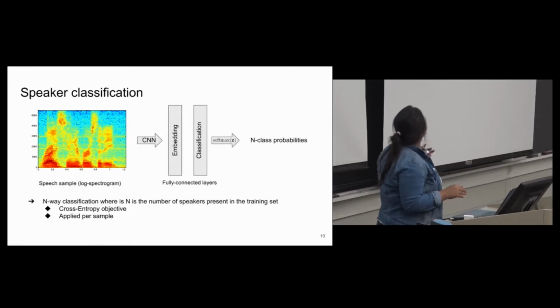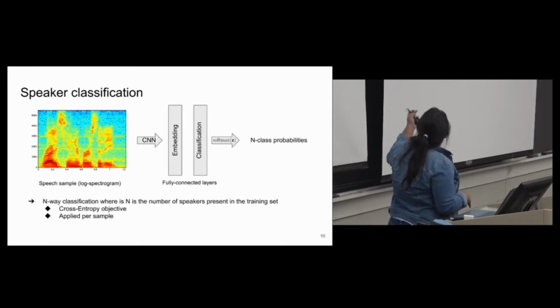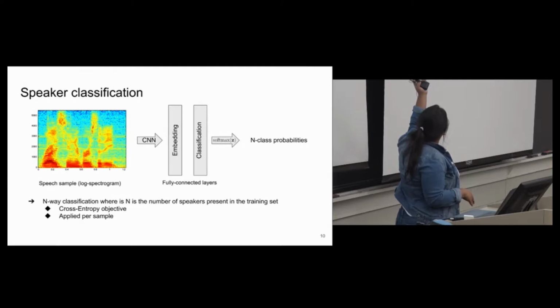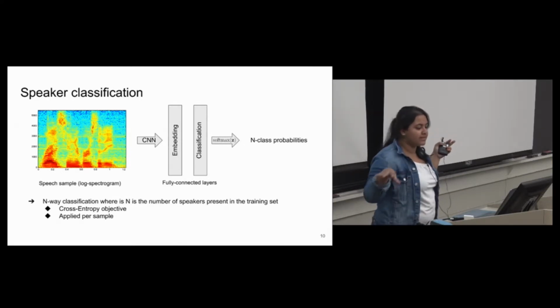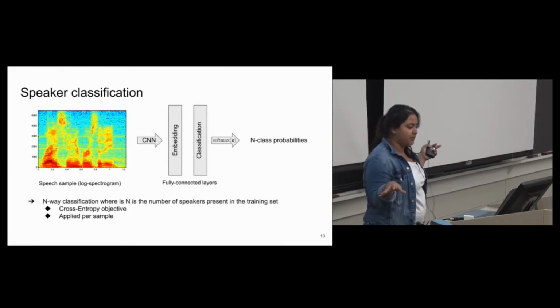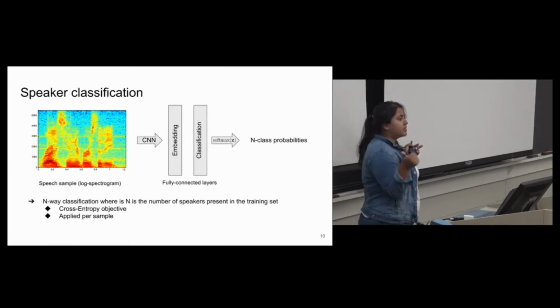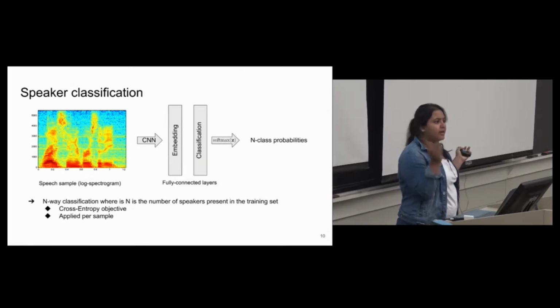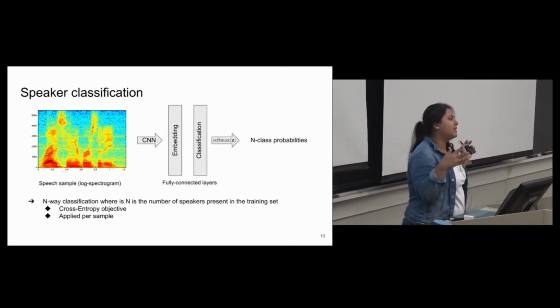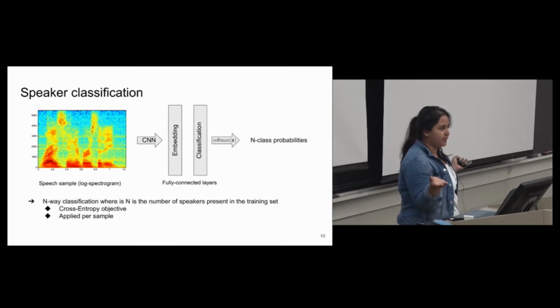So how do we go about speaker verification? In this case, given our recording in the log spectrum, we pass it to the CNN, we have the embedding layer before the classification layer, and then we get the n class probabilities. So we use a cross-entropy objective, and it's applied per sample, as we had previously. That's standard, how we did it in the previous homeworks.